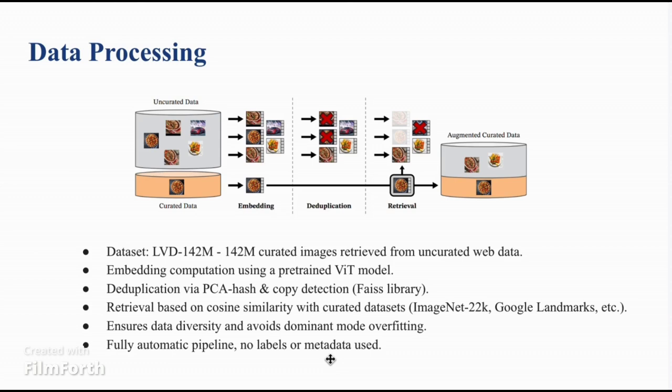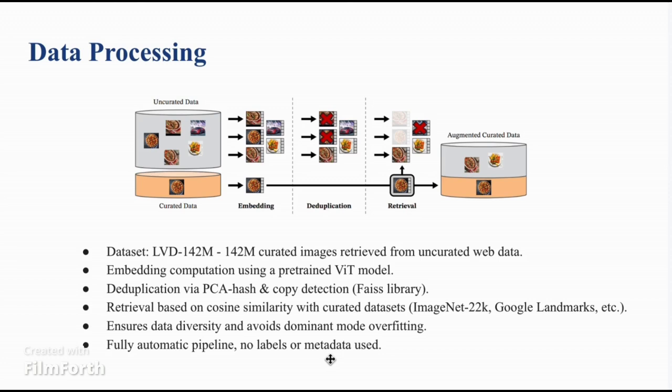Here's how it works in detail. First, they gather a few trusted curated datasets: ImageNet 22K, Google Landmarks, and fine-grained classification datasets. These serve as the high quality reference set. Then, from a large web crawl of around 1.2 billion raw images, they extract image URLs from tags across web pages and download them. These raw images go through several filters such as NSFW removal, face blurring, PCA hash deduplication, and safety checks. The next is the core step, that is embedding plus retrieval.